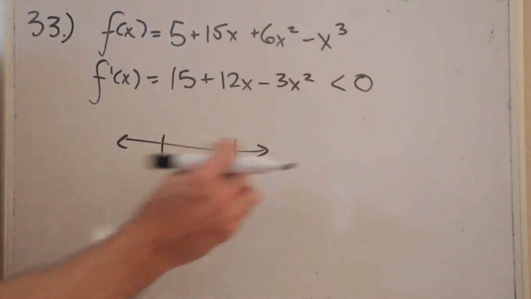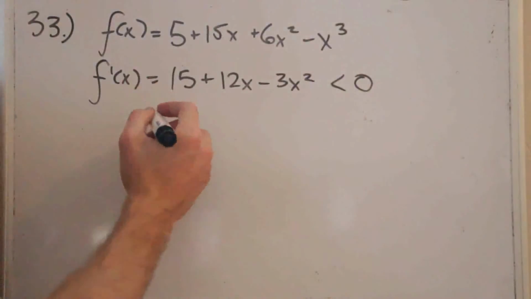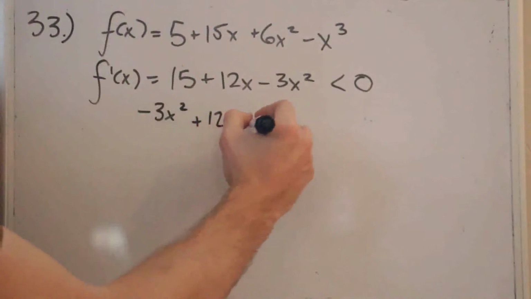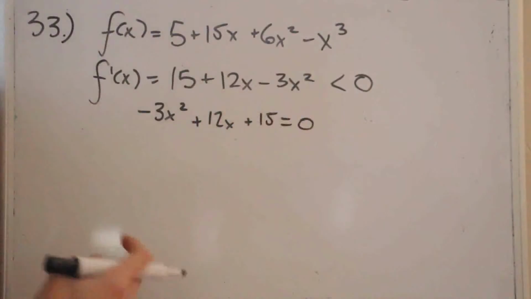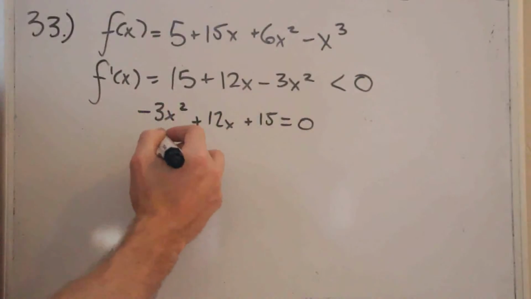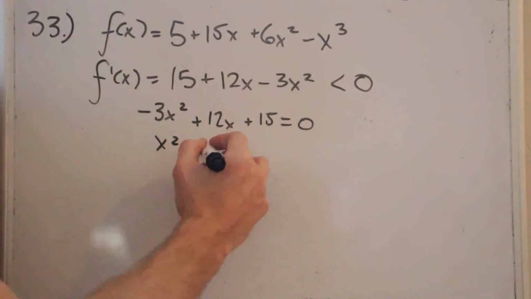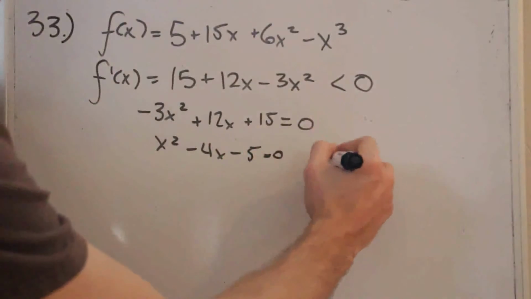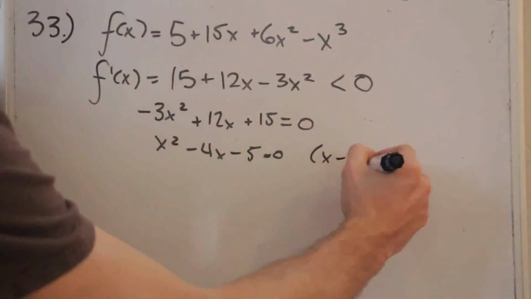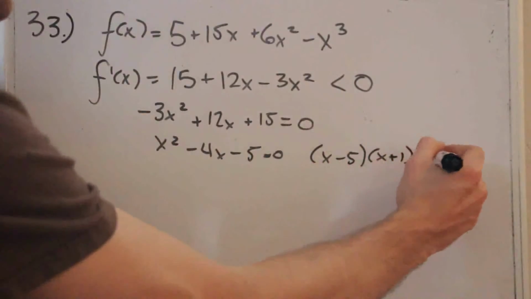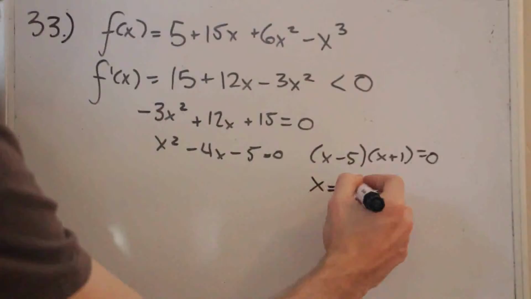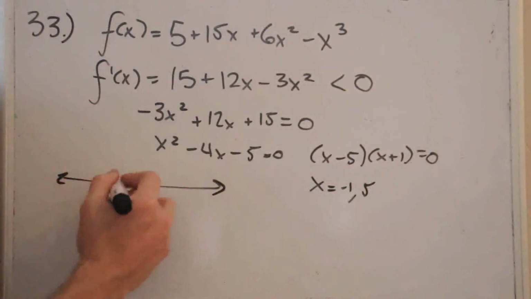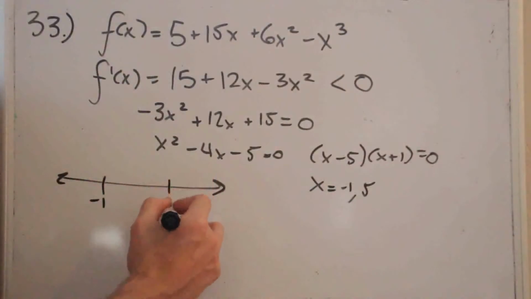All right, so let's solve for the zeros of this function. I get negative 3x squared plus 12x plus 15 equals 0. I'm going to divide by negative 3 to make my life easier, and I get x squared minus 4x minus 5 equals 0. I FOIL that out and I get x minus 5 and x plus 1 equals 0. So my zeros are clearly at x equals negative 1 and x equals positive 5.